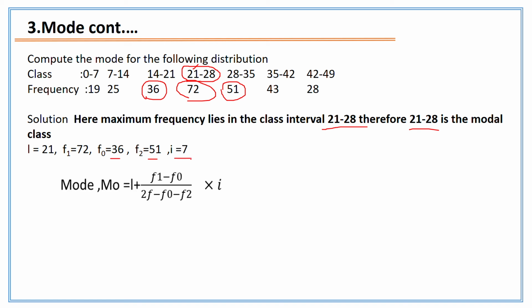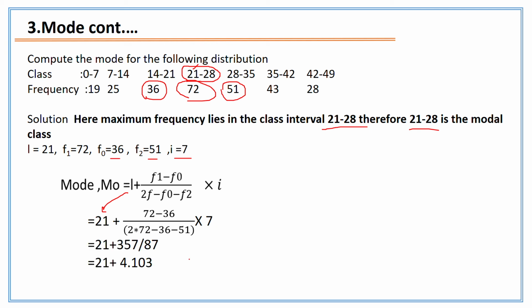So now I will put the formula: mode M0 = L + (f1 − f0)/(2f1 − f0 − f2) × i. Here L is 21, f1 is 72, f0 is 36, 2f1, that is 2 into 72, minus 36, minus f2 is 51, into i is 7. So 21 plus 252 by 57, 25.103. So my mode using this formula is 25.103.